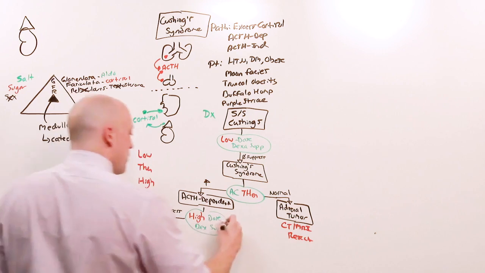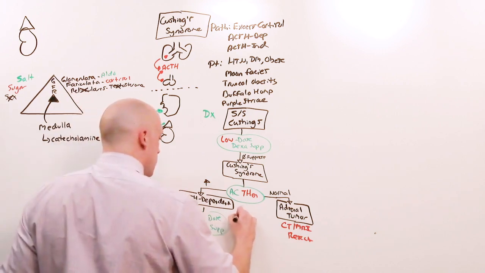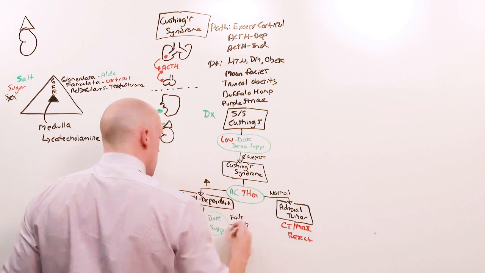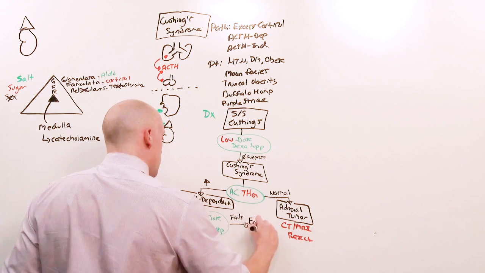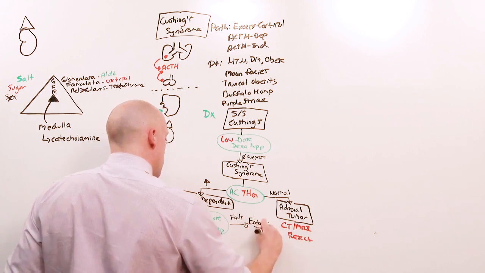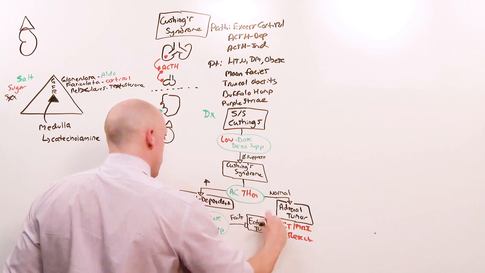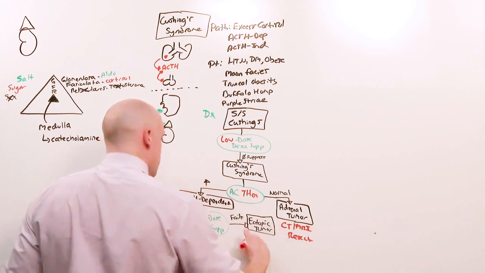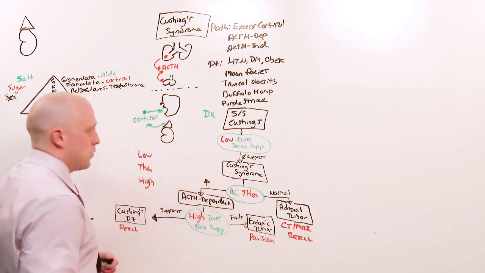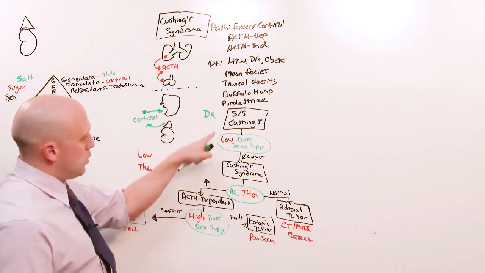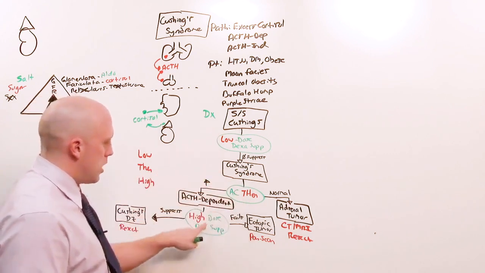If, on the other hand, it fails to suppress, now you're left with an ectopic tumor. Then you have to go find it. This is very rare. That's going to basically be a pan scan. CT of the chest, abdomen, pelvis, hoping you find something. So I want you to remember low dose, ACTH, high dose.